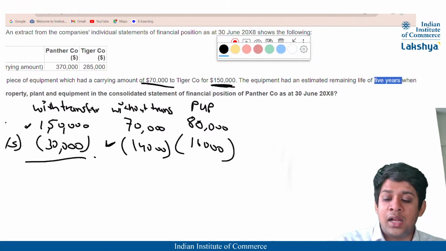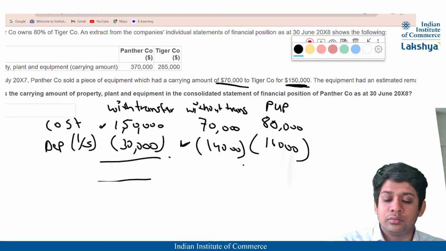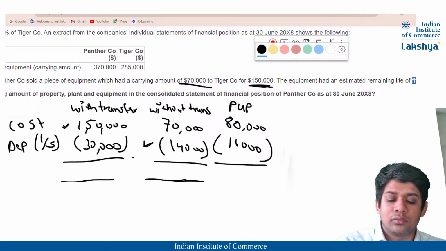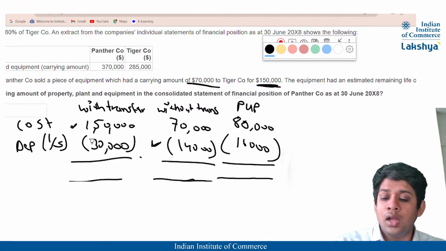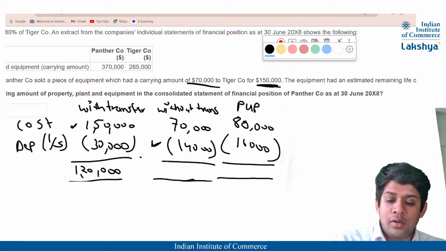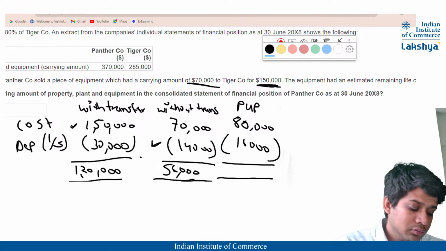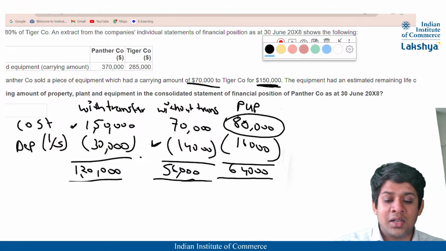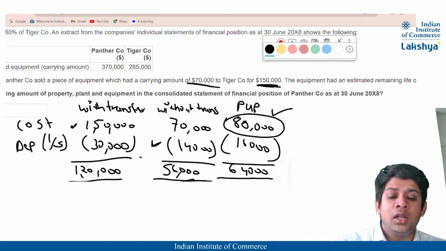So eventually the carrying amount is going to be 1,20,000 here, 56 here, and 64,000 here. Okay. So always remember guys, this is the profit which is earned by the parent company. This shall be reduced from the group retained earnings.